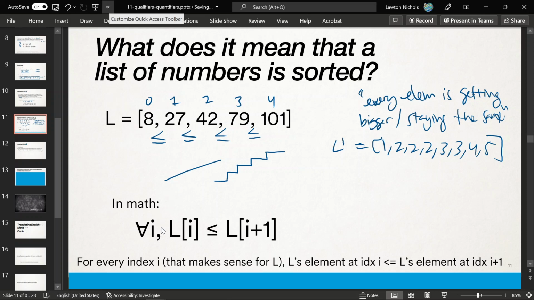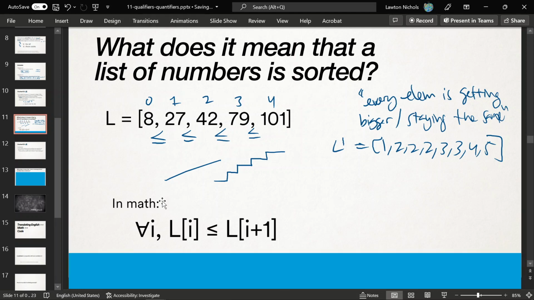And so here is a mathematical statement. Maybe let me hide this English for a second. Here's a mathematical statement that works and shows that if this is true, the list L was sorted. Here's why. What it's trying to say is, for all i, where i is an index, try every index, for every single index of this list, it better be the case, if this index makes sense, that L of i is less than or equal to L of i plus 1.